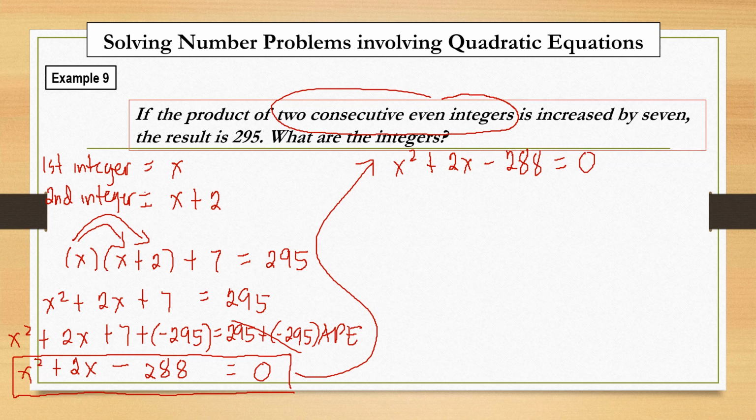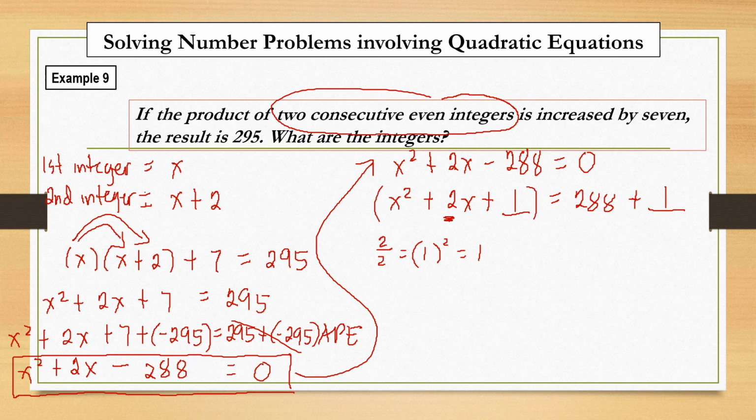Okay, this time let's have completing the square. So we have x squared plus 2x is equal to 288. So what must be added on the left side to make it a perfect square? We have 2 divided by 2 is equal to 1 raised to the second power, that is equal to 1. So we add 1 on the left side to make it a perfect square trinomial. Since we add 1 on the left side, we must also add 1 to the right side of the equation.